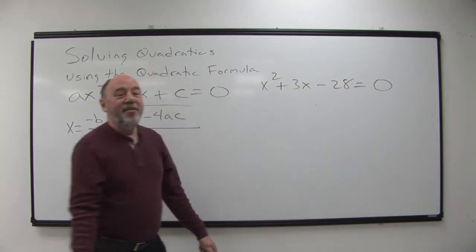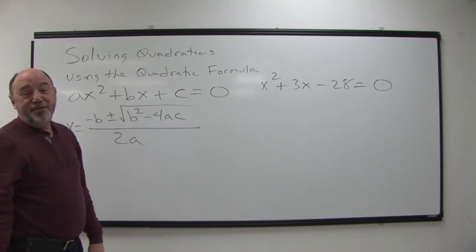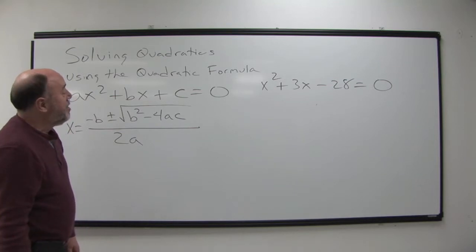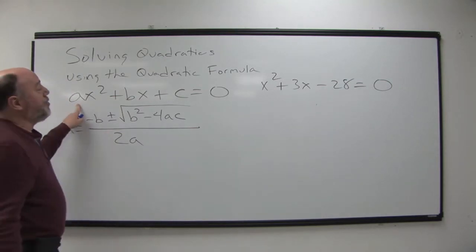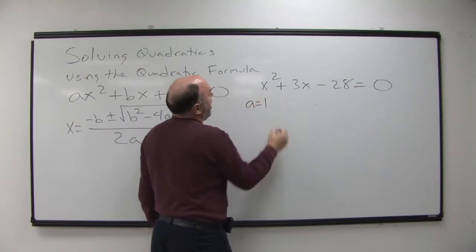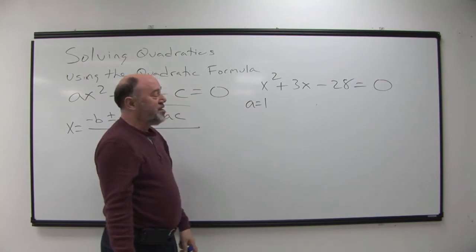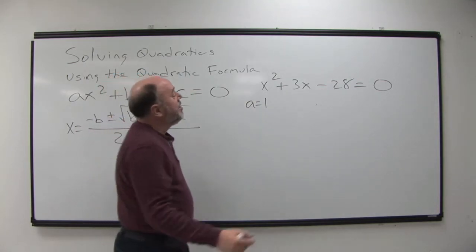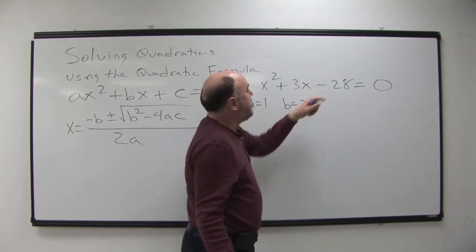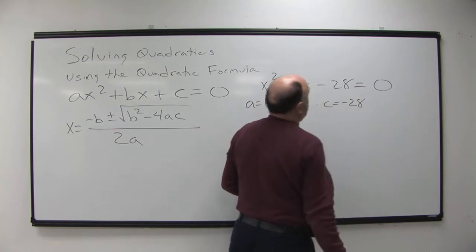We're going to be able to solve that for x. And so the first thing we need to do is figure out what is the a, what is the b, and what is the c. First off, the a is the number in front of the x squared term, and so for this problem, a is 1. We don't bother writing the 1 there, since 1 times x squared would just be x squared. b is 3, and then c is my minus 28.